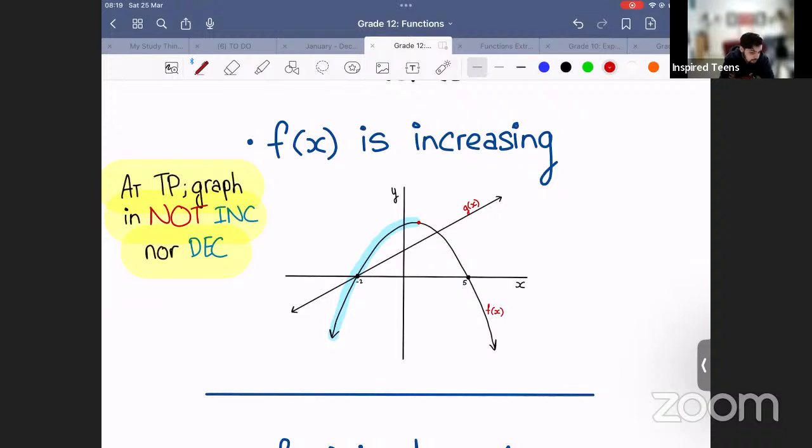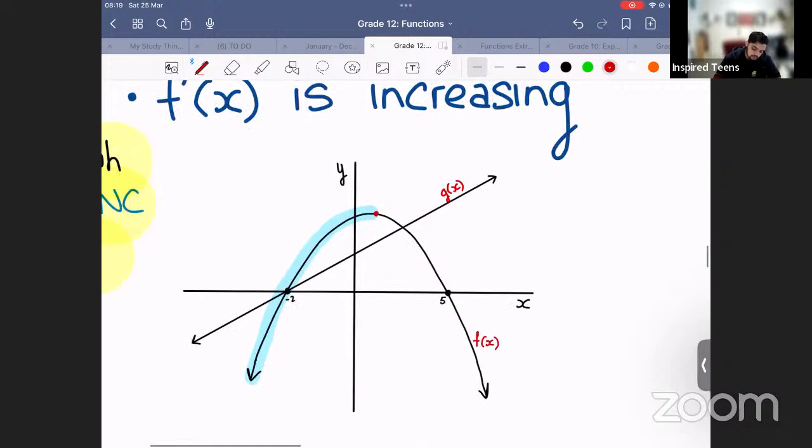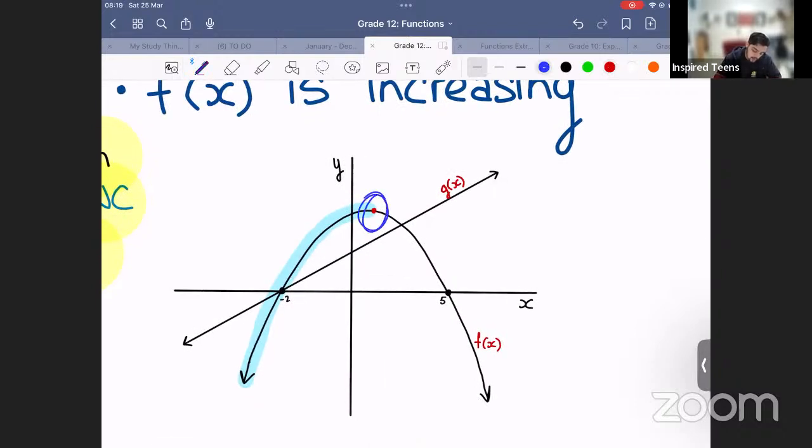So at the turning point here, the graph is not increasing or decreasing. Actually, it has a slope of 0. You're probably not going to utilize this information, but it's interesting to note. When we draw a tangent line at that point, it's a horizontal line and its gradient is actually 0.